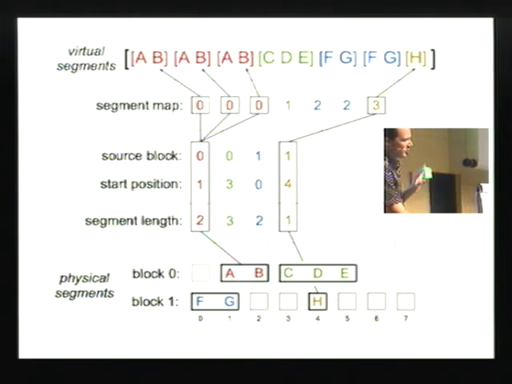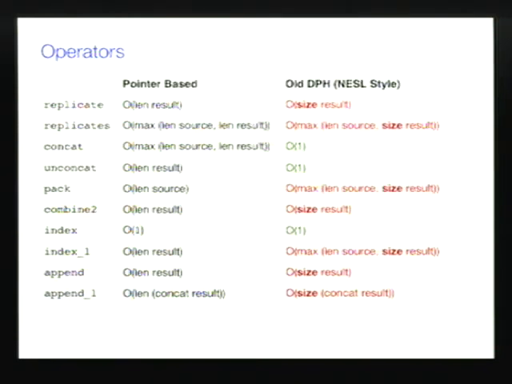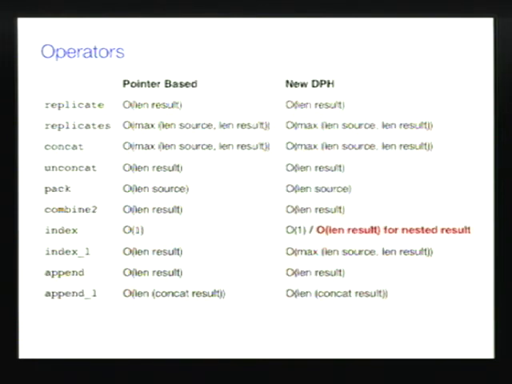Okay. So once we have this representation, we have to go and find implementations for all of our operators that we care about, which give the correct complexity. And the main contribution of the paper is to give a reference implementation of each of these operations, and then a justification for why they have the complexities that we say. Okay, so these were the complexities of the old-style Nessie representation, and then the new DPH.